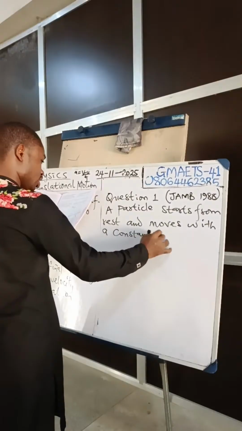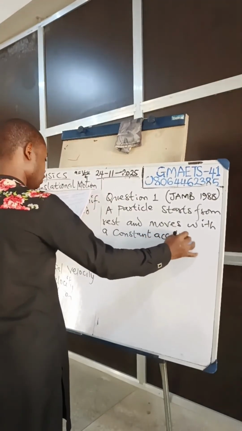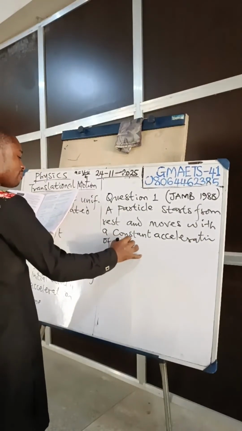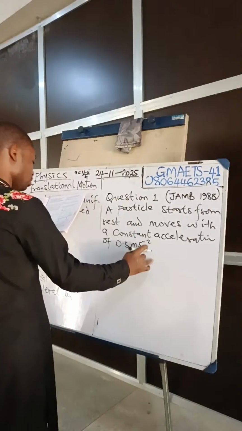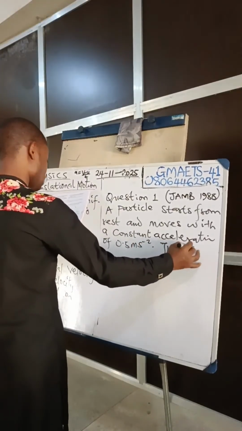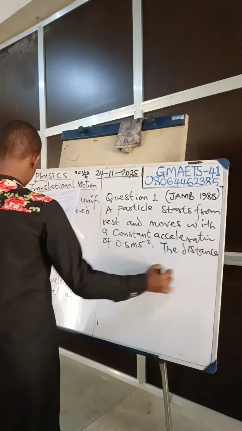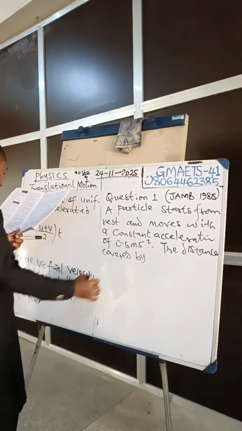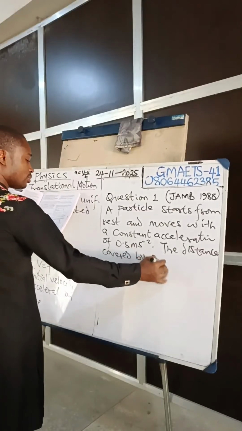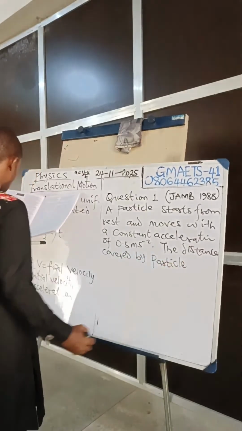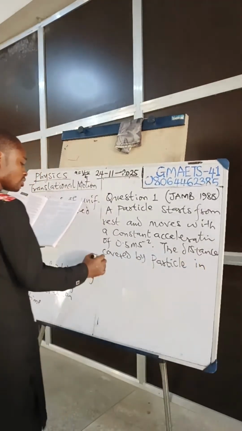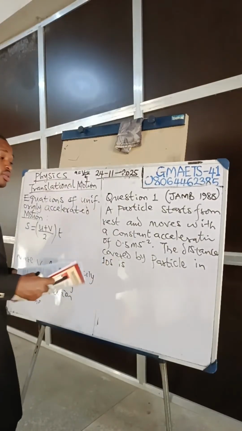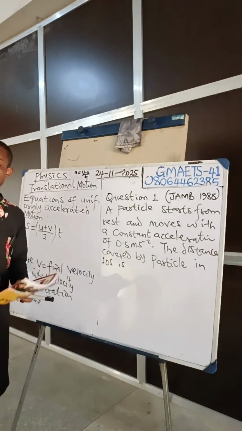Constant acceleration of 0.5 meter per square second. The distance covered by the particle in 10 seconds is... so we don't know the distance covered by the particle in 10 seconds.